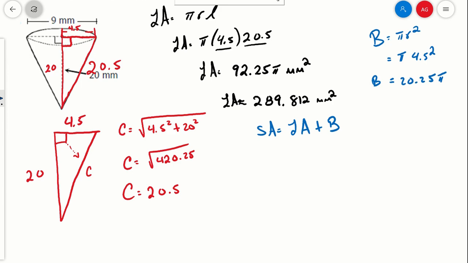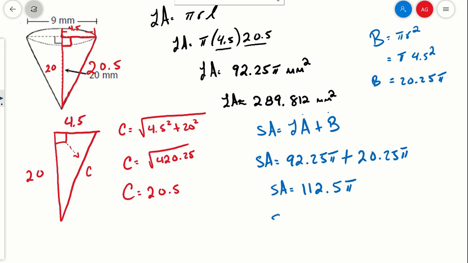And so all we've got to do is put everything back in here. So I'm going to do it both ways, using pi and then pi included. So my surface area is 92.25 pi plus area of the base, which was 20.25 pi, to give me a surface area of 112.5 pi. Or if you want to include pi in your answer, simply multiply by pi and we get 353.429. Can't forget units, sorry. And those are my two answers.